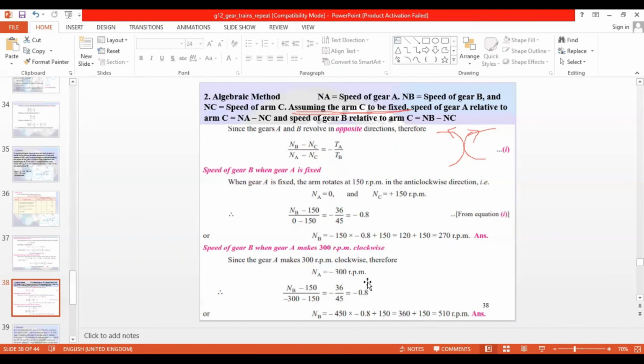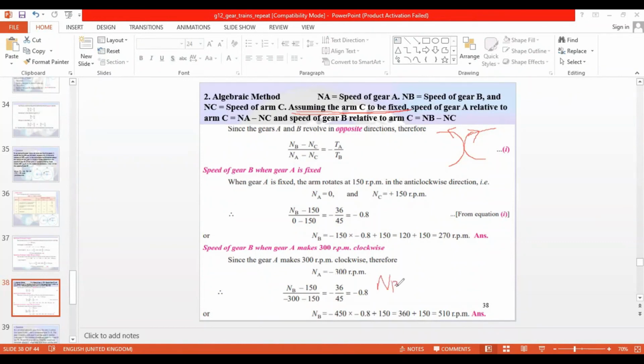36 by 45 is equal to 0.8. Minus 36 by 45 is minus 0.8. Minus 300 minus 150 is minus 450. So NB minus 150 is equal to minus 0.8 into minus 450. Minus 450 into minus 0.8 is equal to 360. So NB minus 150 is equal to 360, and therefore NB is equal to 360 plus 150, that is equal to 510.